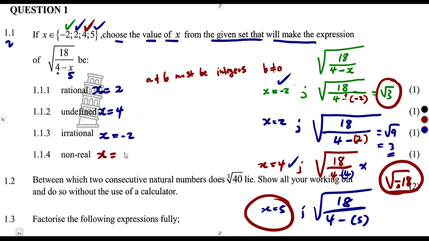So take note here, they're saying, choose the value of x from the given set that will make the expression. Choose the value of x. So for us to have a rational number, which is this 3 here, our x must be 2. So these are the values that we need.